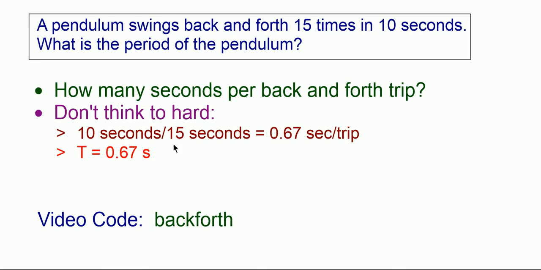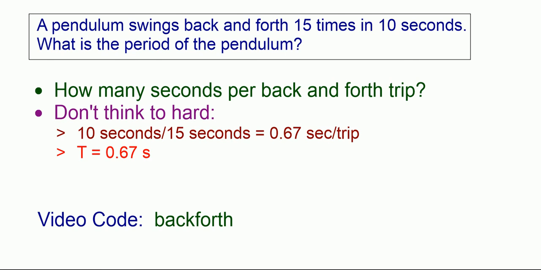We have 10 seconds, and in that 10 seconds we go back and forth 15 times, which is going to be 0.67 seconds per trip. Our period is 0.67 seconds. It's just the time to go back and forth. In this case, 10 seconds divided by 15. There it is. The key is back and forth.